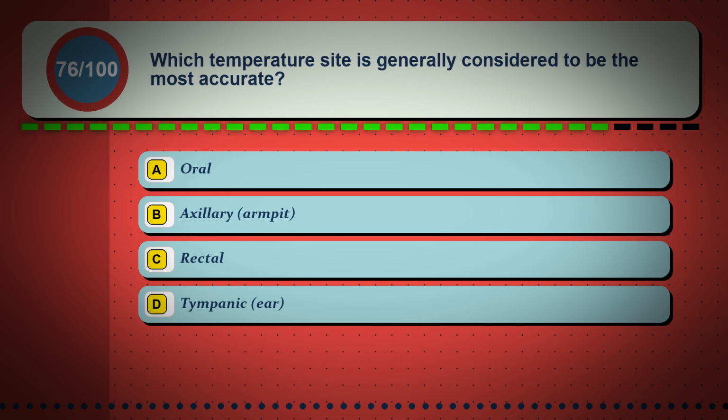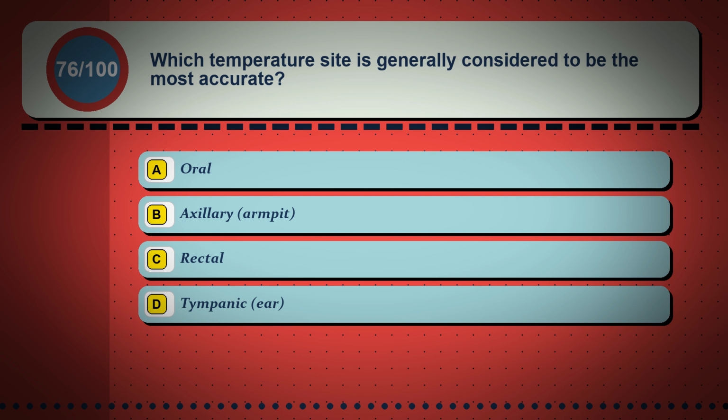Question 76. Which temperature site is generally considered to be the most accurate? Option A, oral. Option B, axillary, armpit. Option C, rectal. Option D, tympanic, ear.